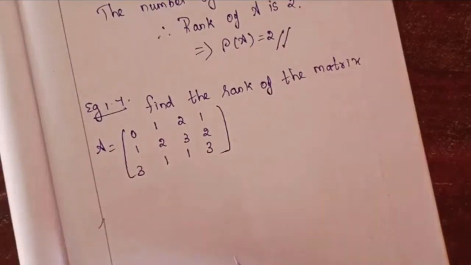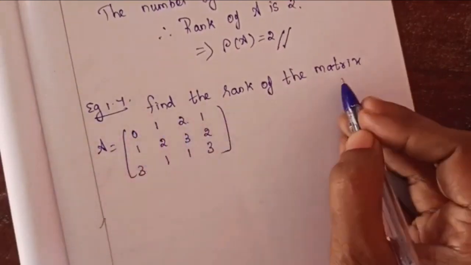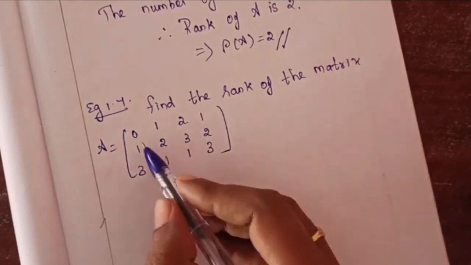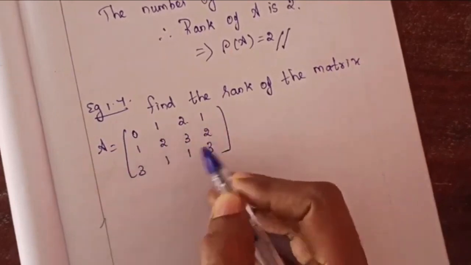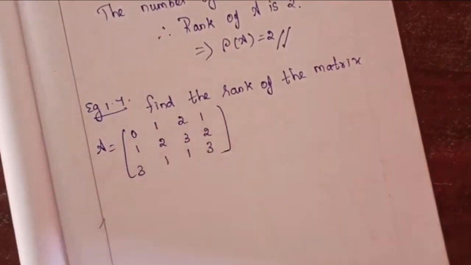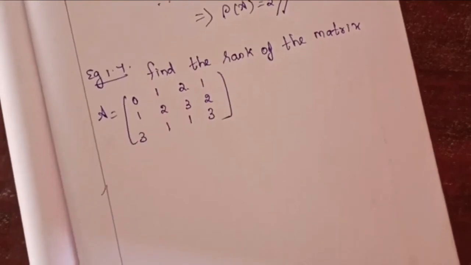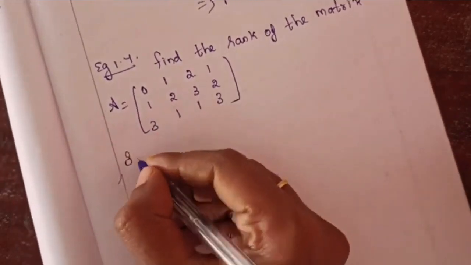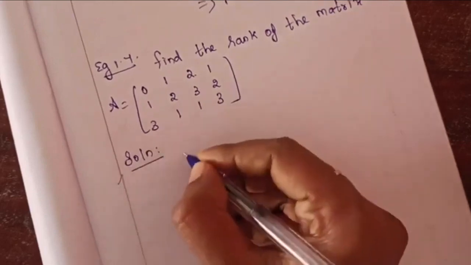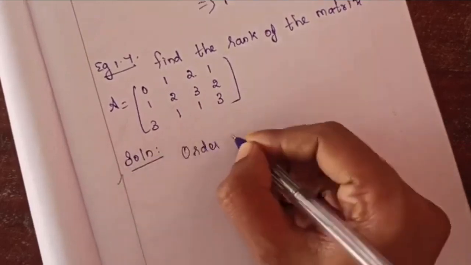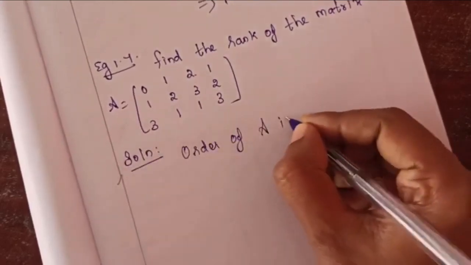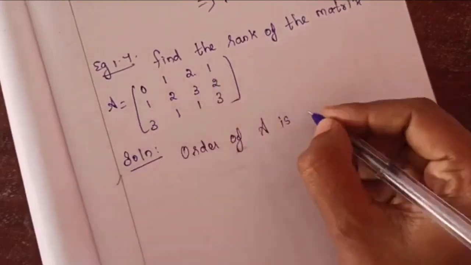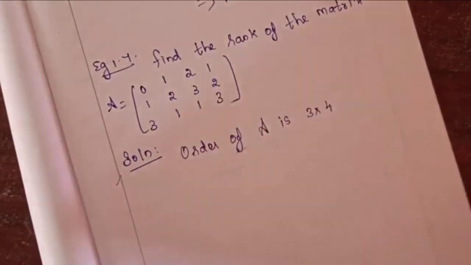Okay. Next problem, example 1.7. Find the rank of the matrix A equal to [0, 1, 2, 1; 1, 2, 3, 2; 3, 1, 1, 3]. First we will find the order of this A. Solution: the order of A is 3 rows and 4 columns.